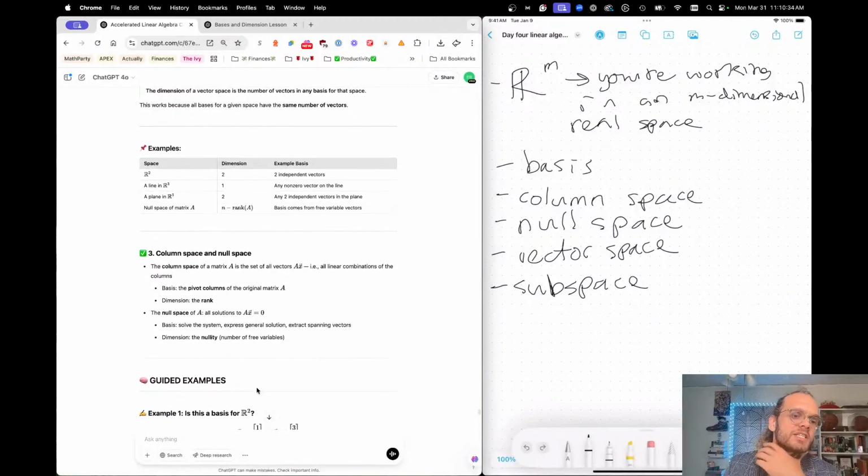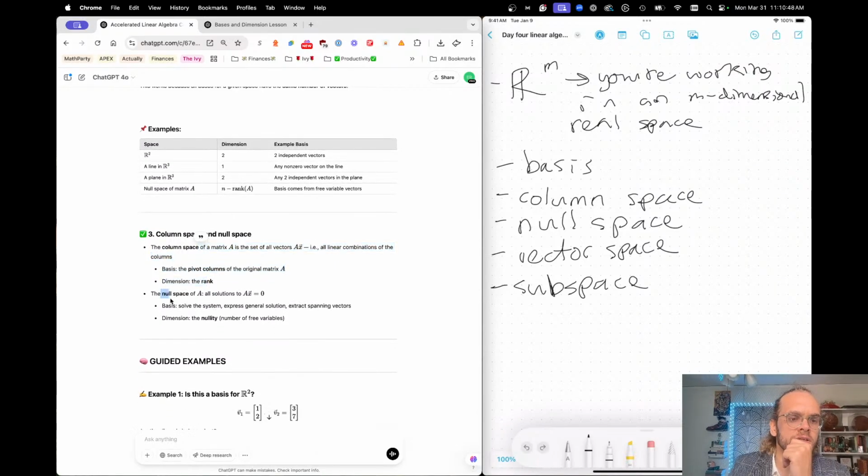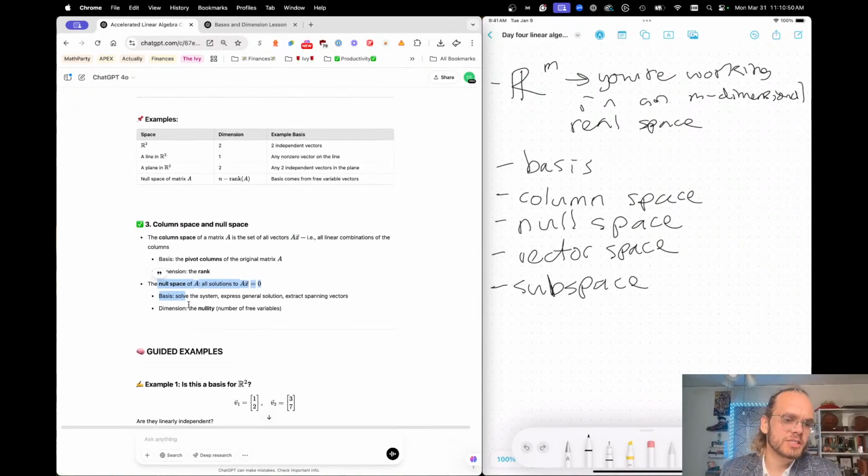The column space of matrix A is the set of all vectors. In other words, all linear combinations of the columns. Okay, so the pivot columns, all right. This is all very abstract and tricky to see. I'm going to be much better when I have examples and some multiple choice questions or problems that I can solve to test my understanding.